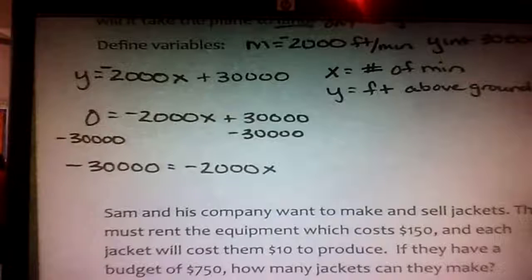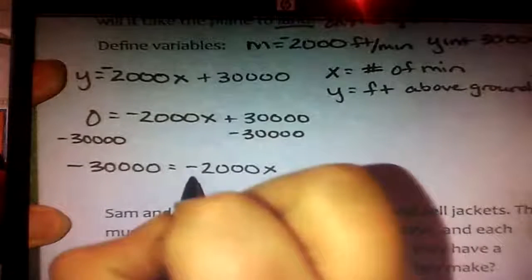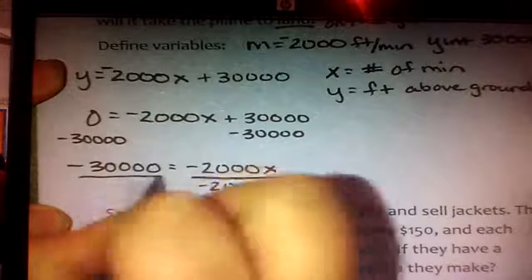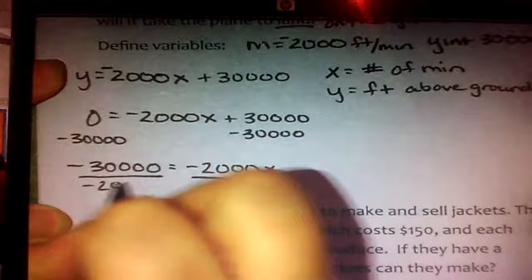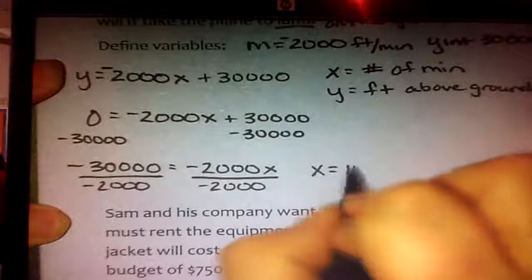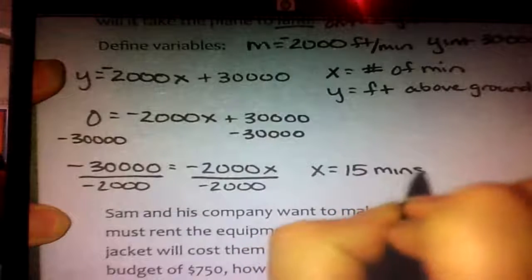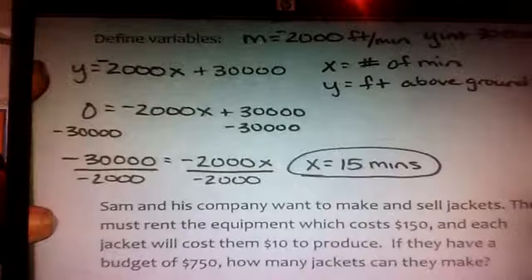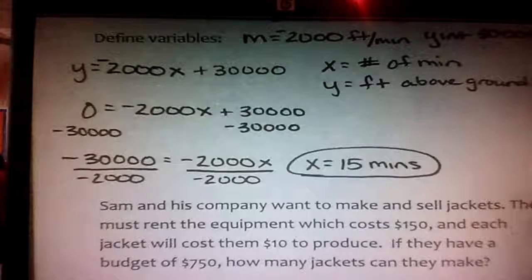Okay. What's the last thing I have to do then? Divide. Remember, I got to get x by itself. 15 equals x. So x equals positive 15. So it's going to take our plane 15 minutes to go from 30,000 feet in the air to the ground.